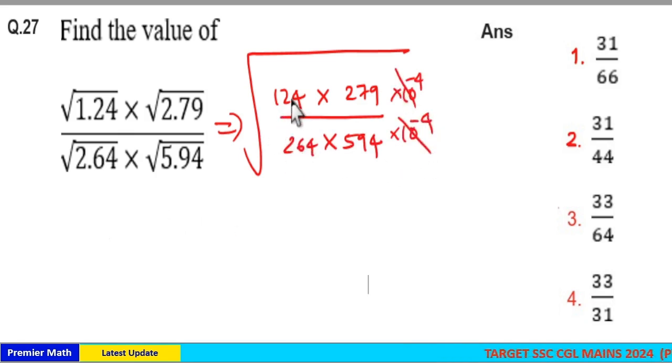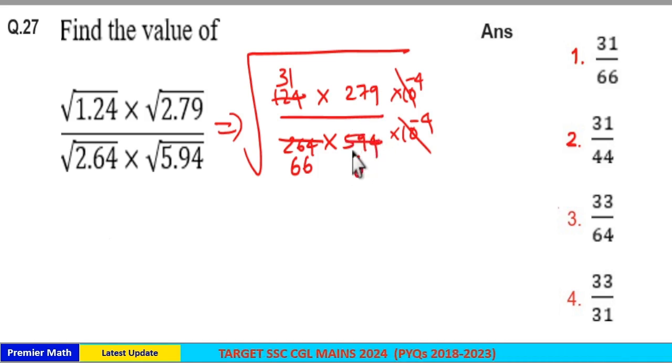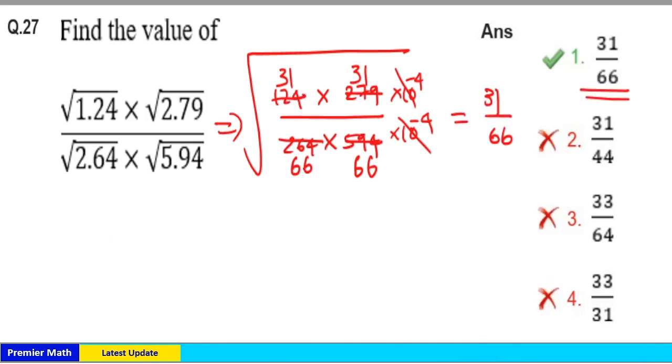Now, 124 and 264 both cancel with 4. 4 goes 6 times in 24, again 6 times in 24. 4 goes 3 times in 12, 1 time in 1. Here the digital sum of 279 and 594 is 9, 5 plus 4 is 9. So cancel with 9. 9 goes 6 times in 54, again 6 times in 54. Here 9 goes 3 times in 27 and 1 time in 9. So this is equal to root of 31 square by 66 square, which is equal to 31 by 66. Option 1 is your answer.